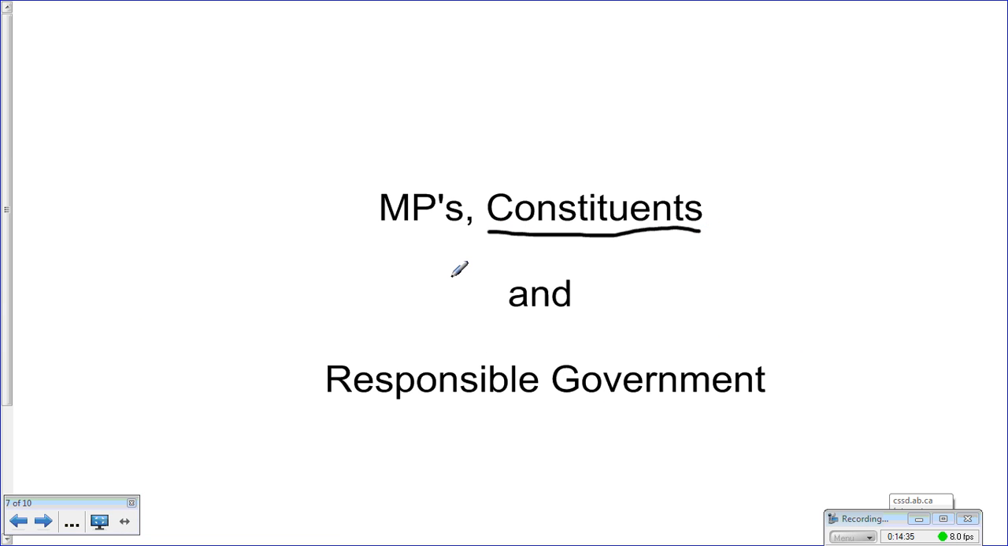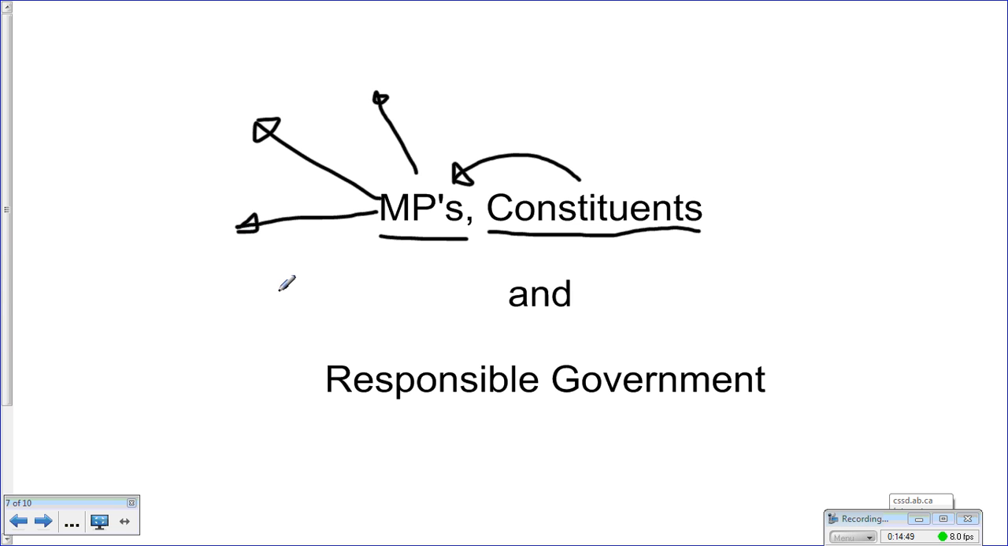Constituents make up an area, and they're the ones that vote for the MPs. Now, the MPs then go and act on their own volition, and they come back and sometimes ask the constituents for their opinion on how they think we should vote on this and this and this. But that's a very expensive process, and it takes a lot of time, and it's not really feasible.